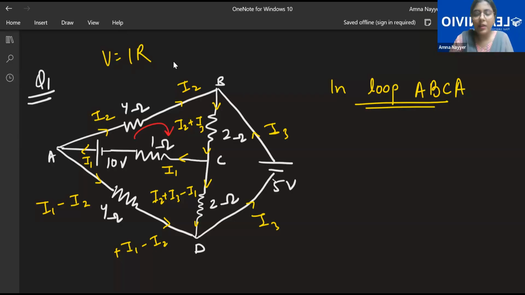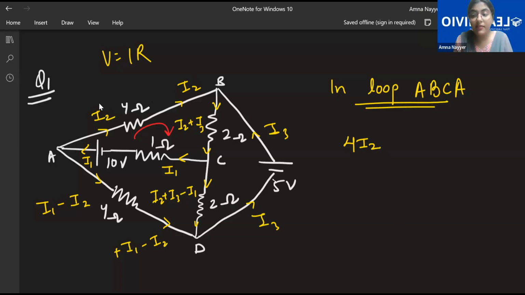So class, what did we study? Voltage will be current into resistance. That is 4I2. This is the voltage. If I had given you this question as a separate part under the category of series and parallel, you would have written this as the net voltage. So 4 into I2, I've also written this. This is the voltage across this wire.